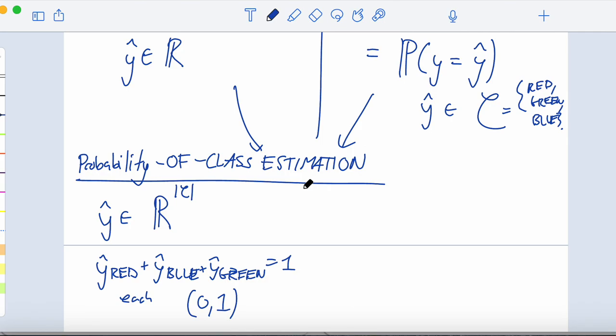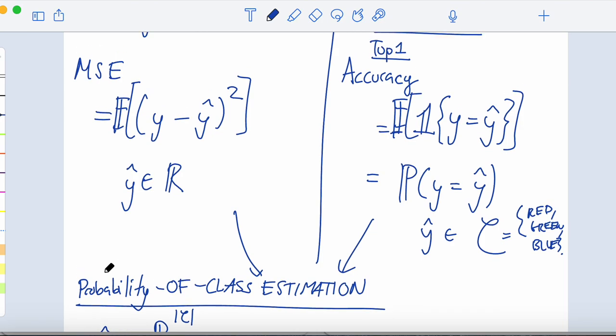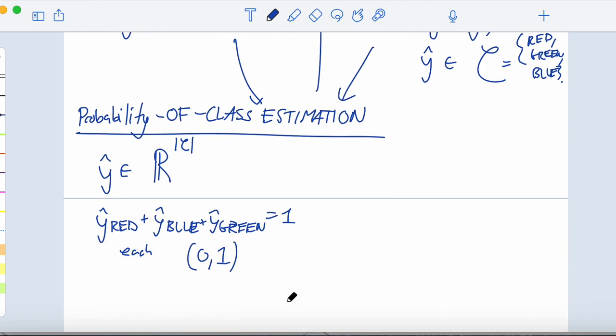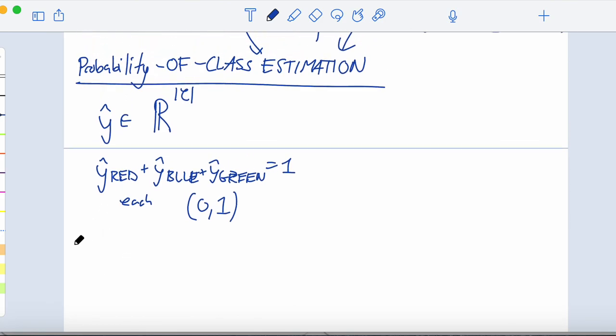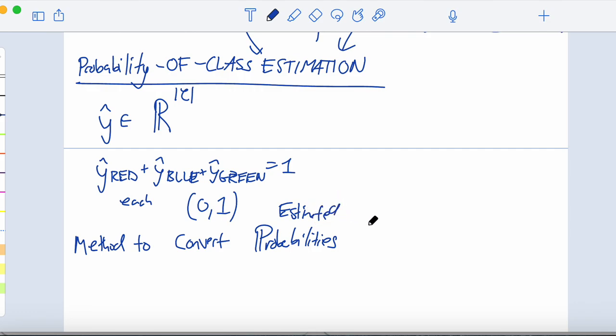And these two things are related. If you have a very good method for estimating the probability of classes, you can always convert it into something that is doing actual classification by taking the maximum probability. This is what they talked about in the videos. There is a method to convert estimated probabilities to an estimated class.